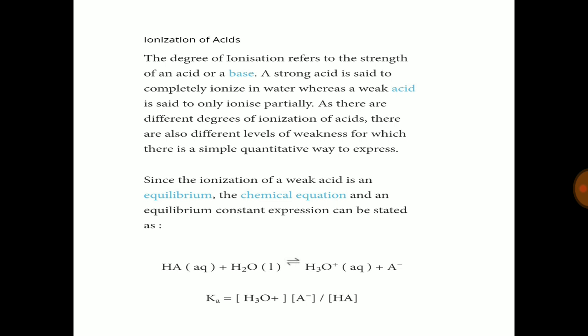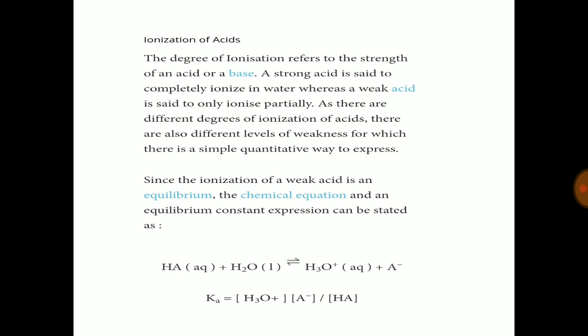A strong acid is said to be completely ionized in water, whereas a weak acid is said to only ionize partially. That is, they cannot produce more of these hydrogen ions. They can produce only a smaller number, and we call them weak acids. So there are different degrees of ionization of acids. There are also different levels of weakness, for which there is a simple quantitative way to express.